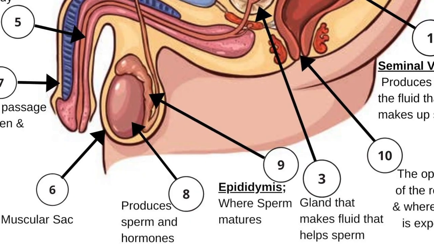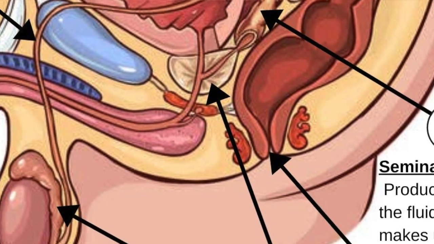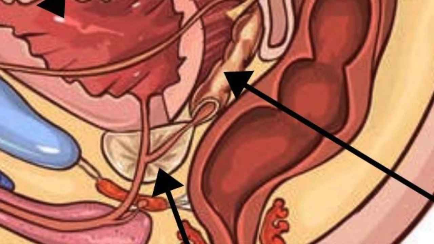Okay, so how did it go? Was it harder than you expected? Many people are sometimes surprised that there are so many parts that make up the penis. So the first one's a freebie. Number 1 is the seminal vesicle. These glands produce most of the fluid that makes up semen. When sperm mixes with fluid from the seminal vesicle, it becomes semen.